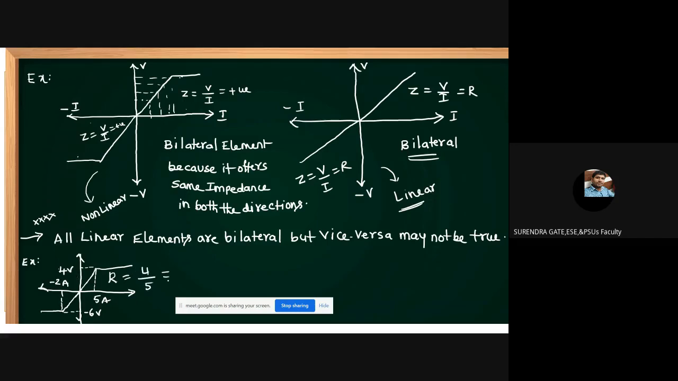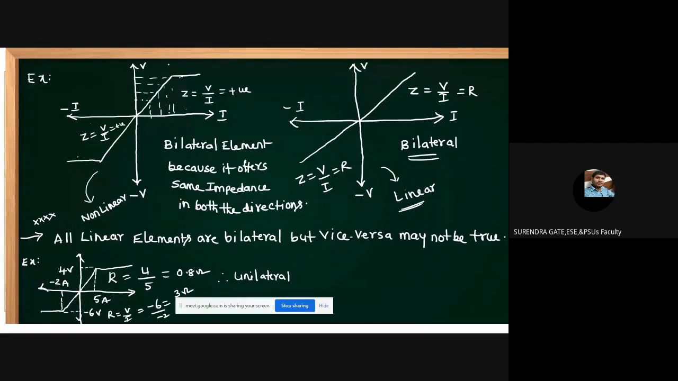4 by 5 means how much? 0.8 ohms. Then what is V by I on this side? What is V, sir, here? Minus 6. What is I? Minus 2. How much are we getting? 3 ohms. Is it offering the same impedance in both directions? Is it offering the same resistance, sir? No. That's why it is which element, sir? Unilateral.